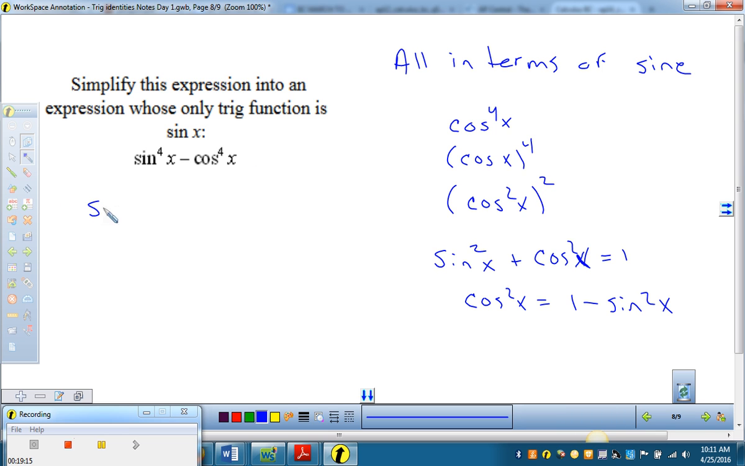So now when I come back over here, I've got sine to the fourth x minus, I'm going to replace cosine squared with 1 minus sine squared, and then squared. That's it. The only trig function we have there is sine.